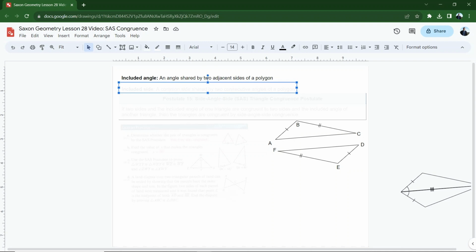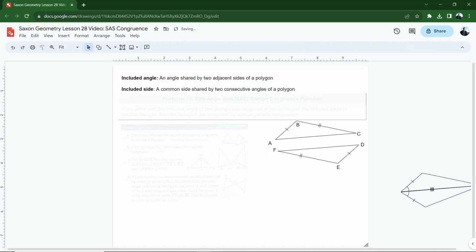Now I'm just going to mention something that's not as important for side angle side congruence generally, but applies in some problems. There is such a thing as an included side. Now the sides in side angle side do not have to be included sides. It doesn't make sense for them to be. An included side is a common side shared by two consecutive angles of a polygon. So if I look at angle DFE and angle FED, I notice that there's an included side FE. But that's not really helpful in side angle side congruence.